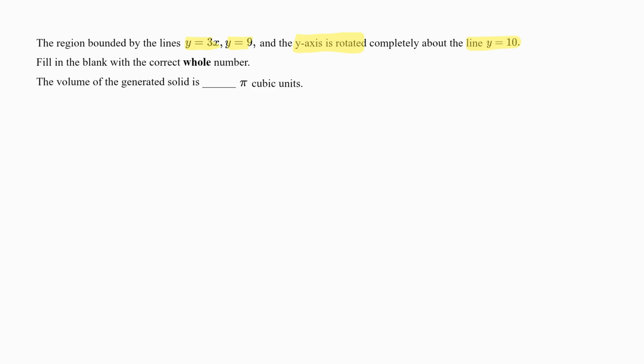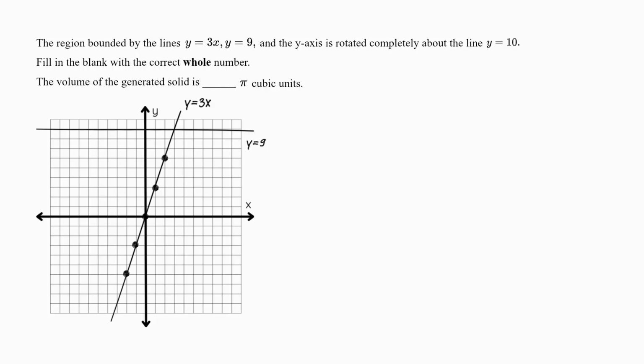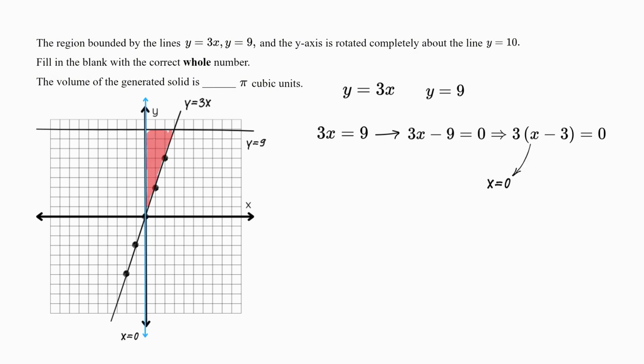Let's break it down. Step 1 is always to draw it. If you can't see it, you can't solve it. Our boundaries are y equals 3x and y equals 9. To find their intersection point, we set them equal to each other. So 3x equals 9, so x equals 3. Our region goes from x equals 0 to x equals 3.